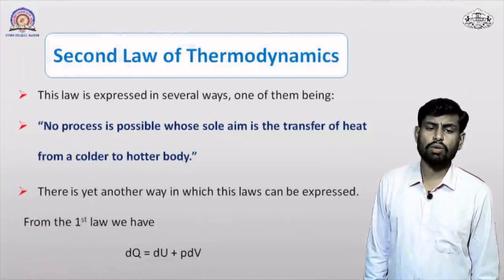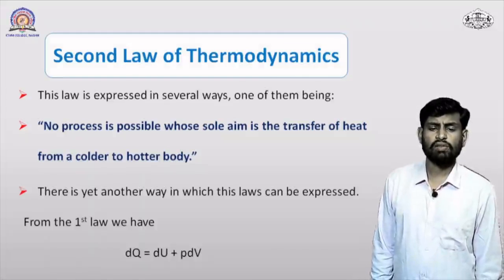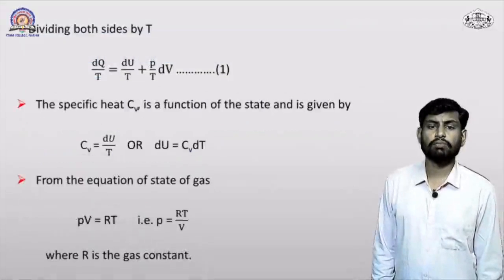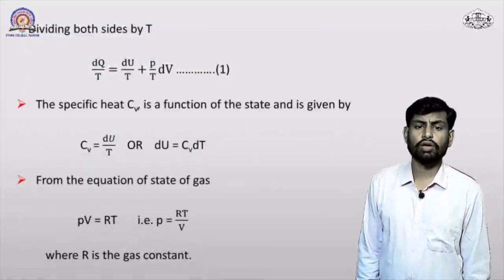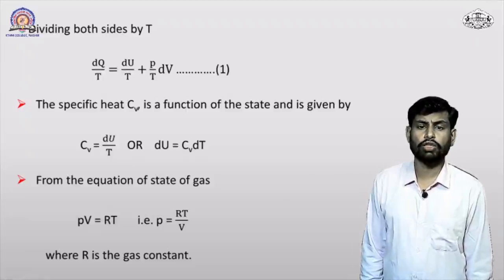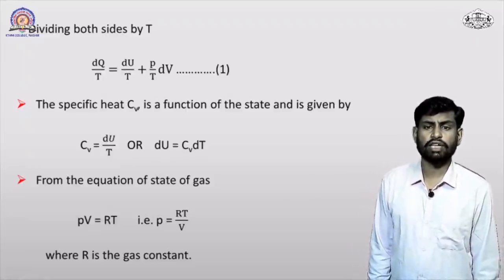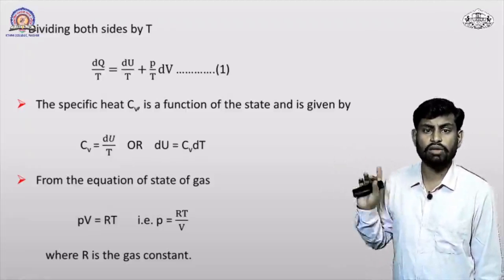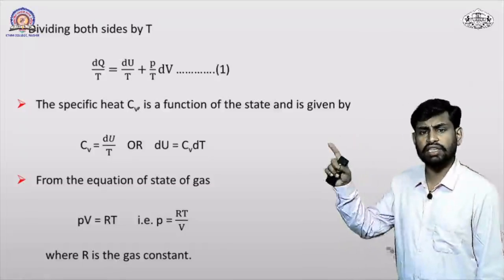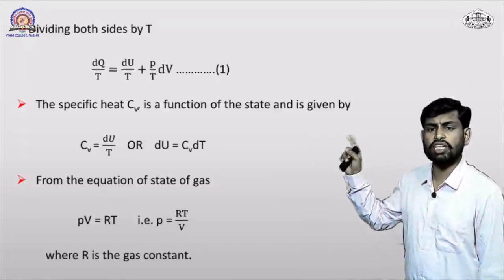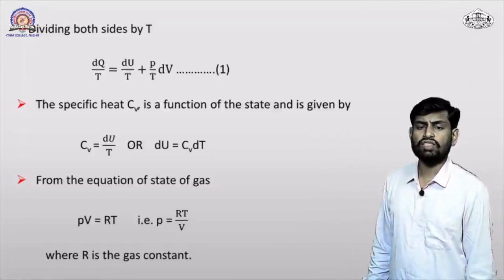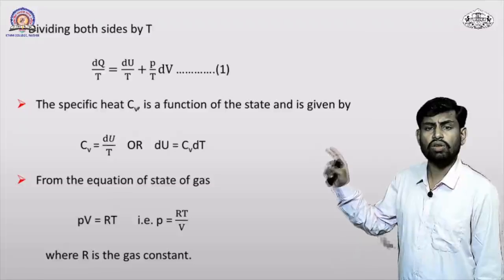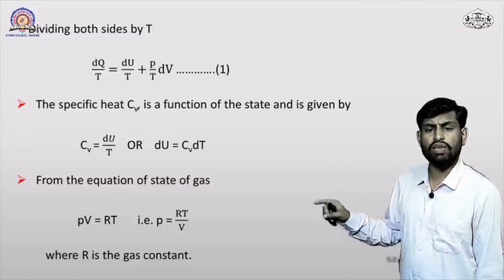From the first law we have dQ = dU + P dV. Dividing both sides by T, dQ/T = dU/T + P dV/T. This is equation number 1. The specific heat Cv is a function of state and is given by Cv = dU/dT, or dU = Cv dT.